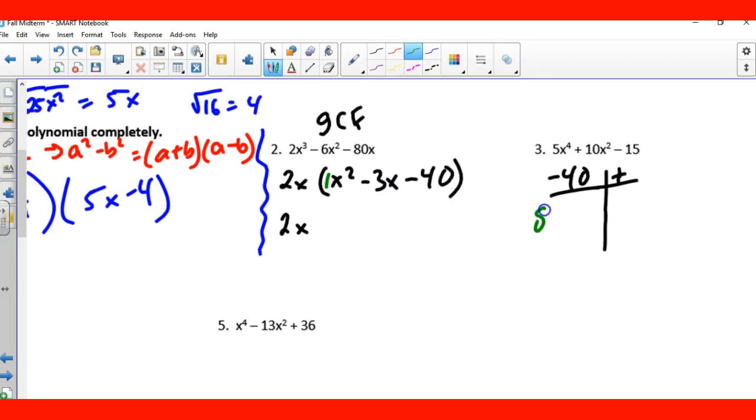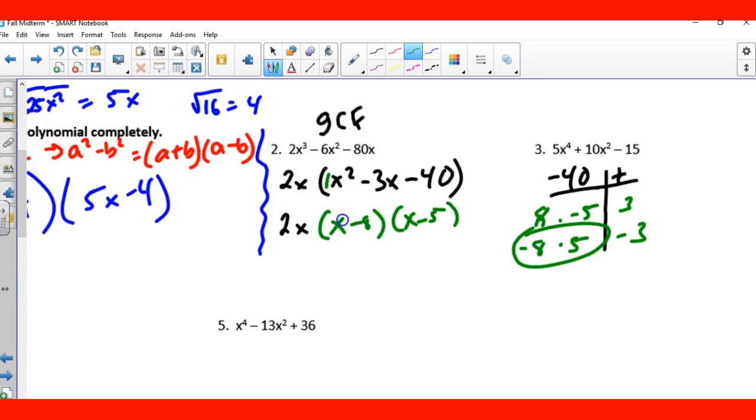So you have, let's see, 8 times negative 5. Adding that, 8 minus 5 is 3. That's not it. How about negative 8 times 5? There we go. Negative 8 plus 5 is negative 3. So here are our factors, negative 8 and 5. So I have x minus 8 and x plus 5. Negative, positive. Those are our factors.